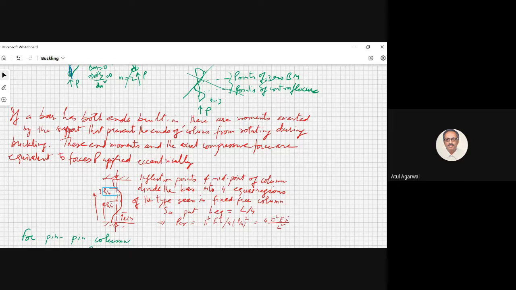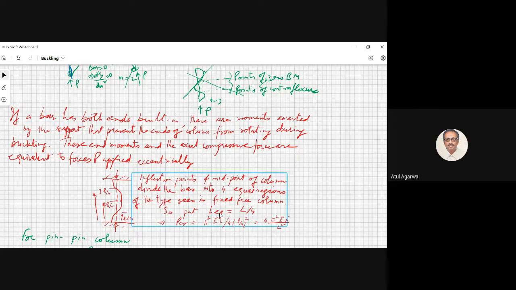You see, this is one fixed-free type of deformation. This is another fixed-free kind of deformation. This is another fixed-free kind of deformation. This is another fixed-free kind of deformation. So this is fixed, this is free.